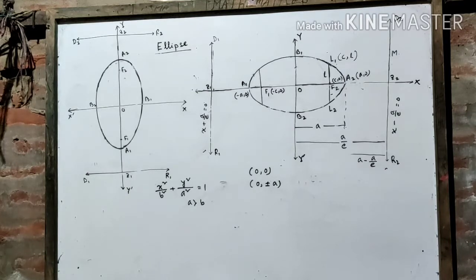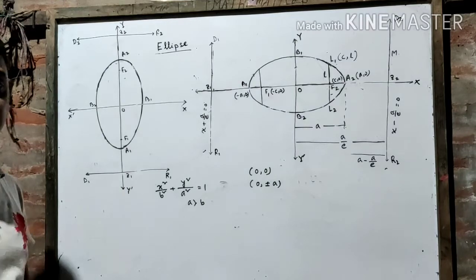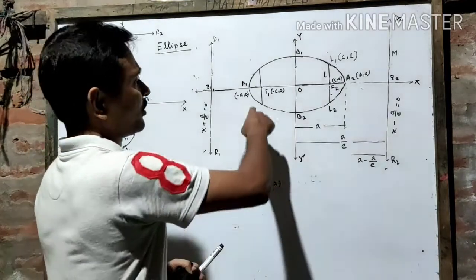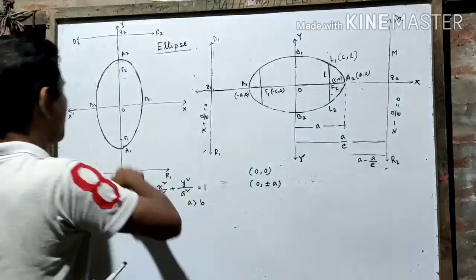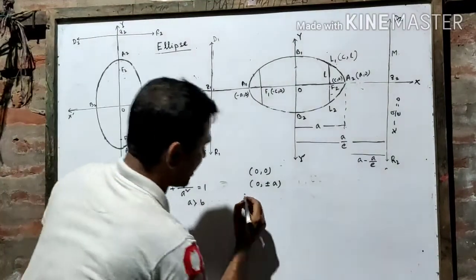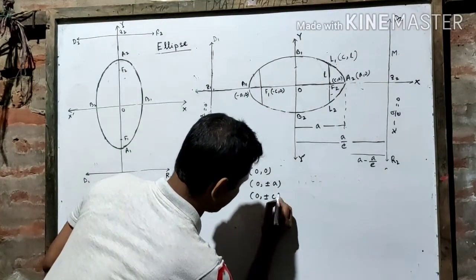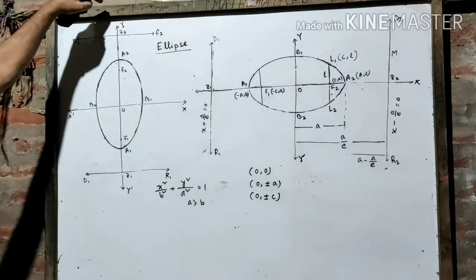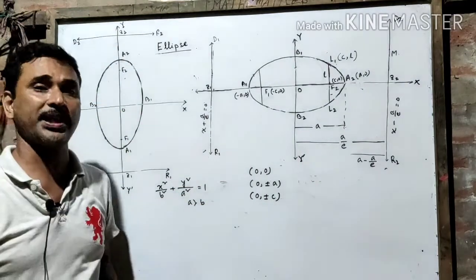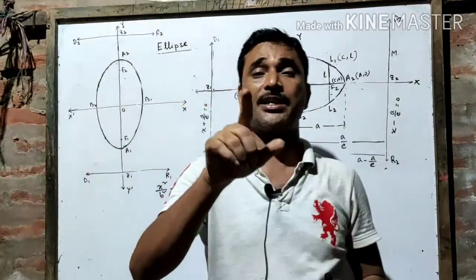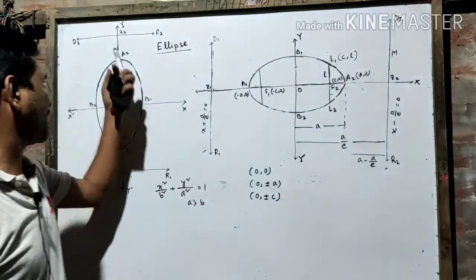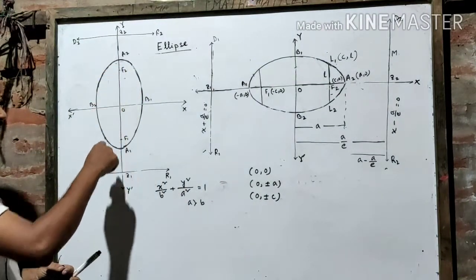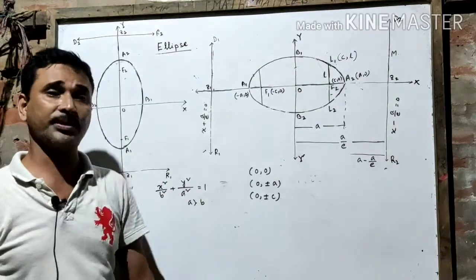Then what are the coordinates of foci? For the earlier ellipse the foci are plus minus c, 0, and for this ellipse x and y will be interchanged and it will be 0, plus minus c. When the major axis becomes y axis, the coordinates of foci are 0, plus minus c. Foci always lie on the major axis. The line joining the foci is the major axis. So y axis is the major axis and foci will be on y axis, and the coordinates of foci will be 0, plus minus c.